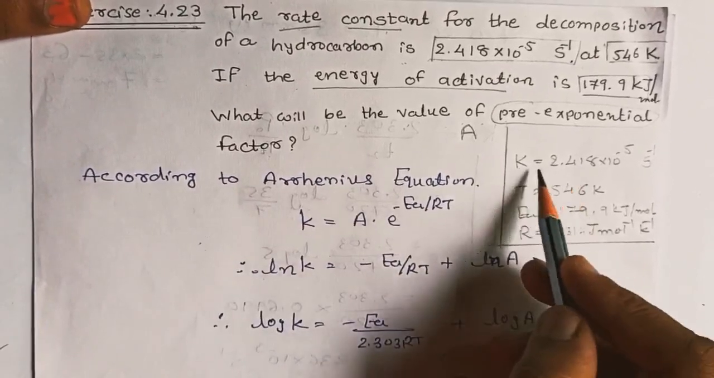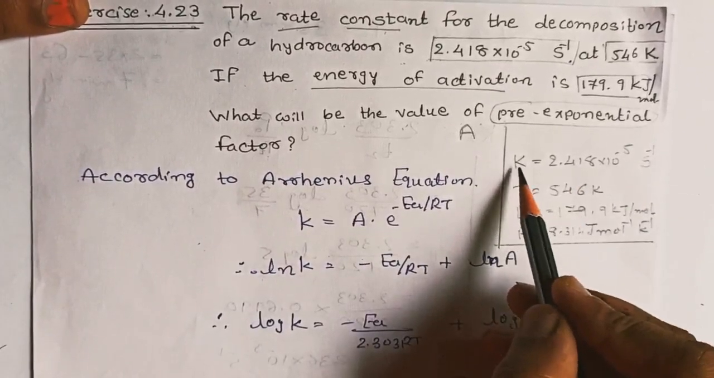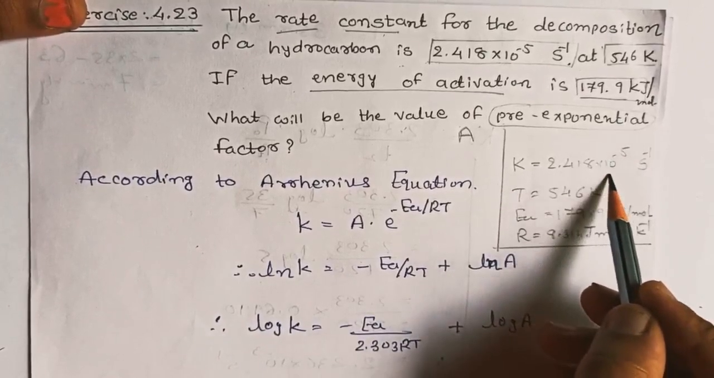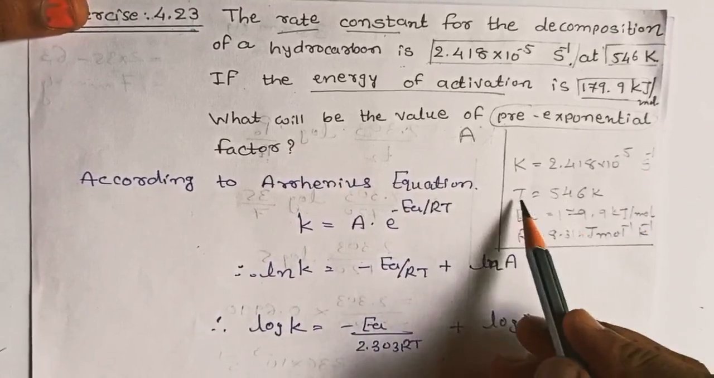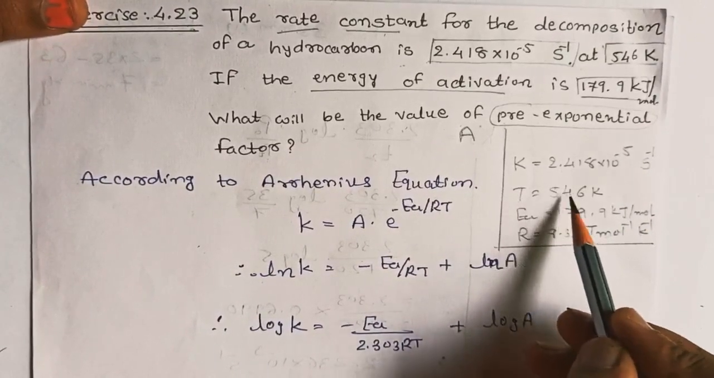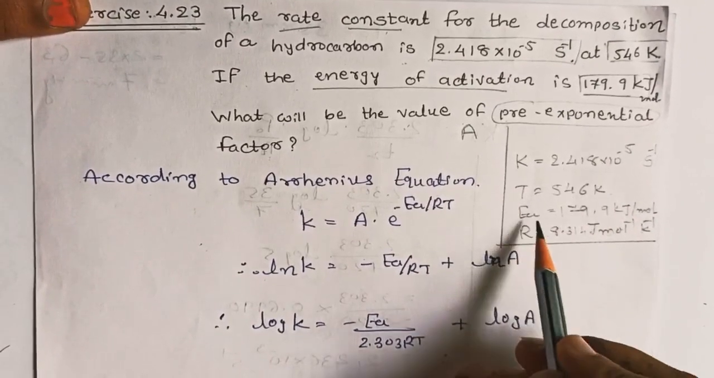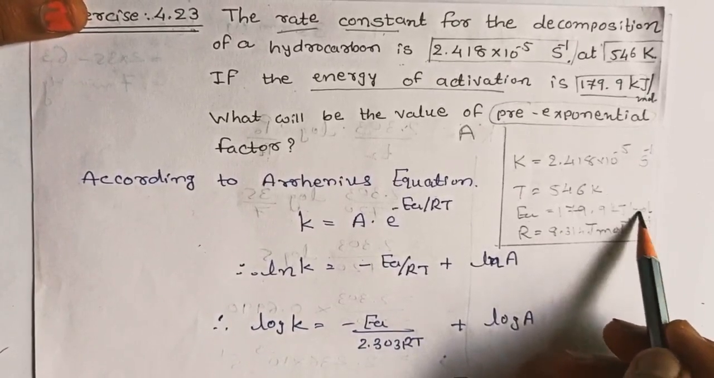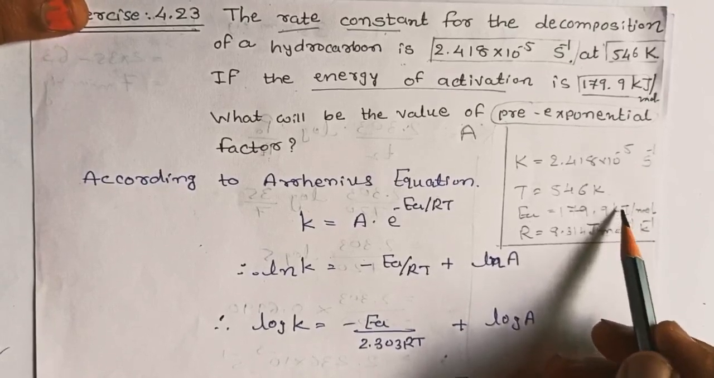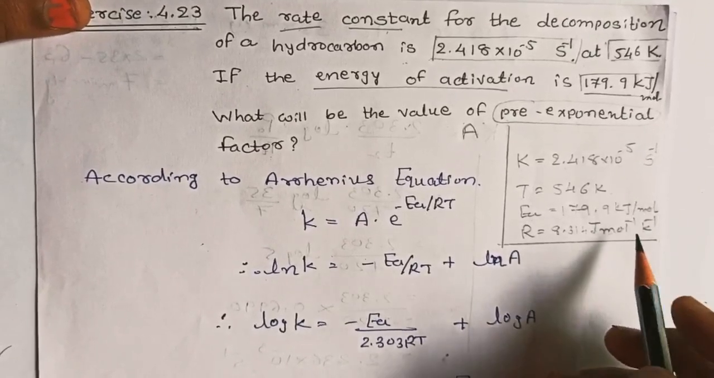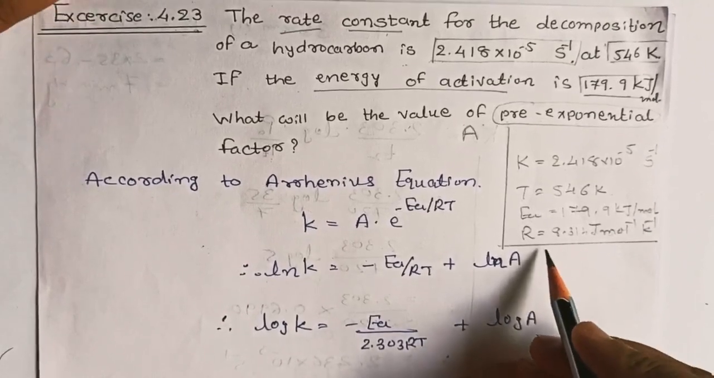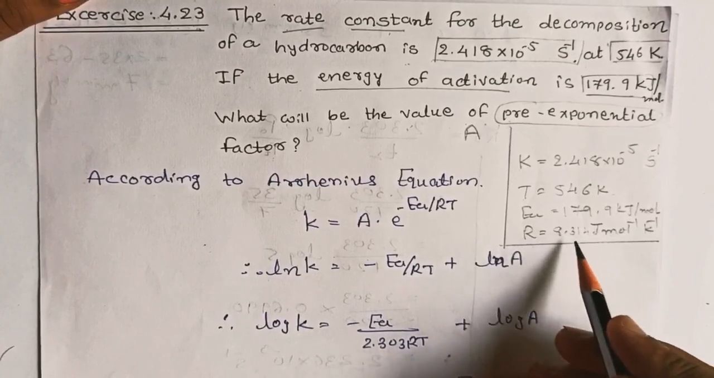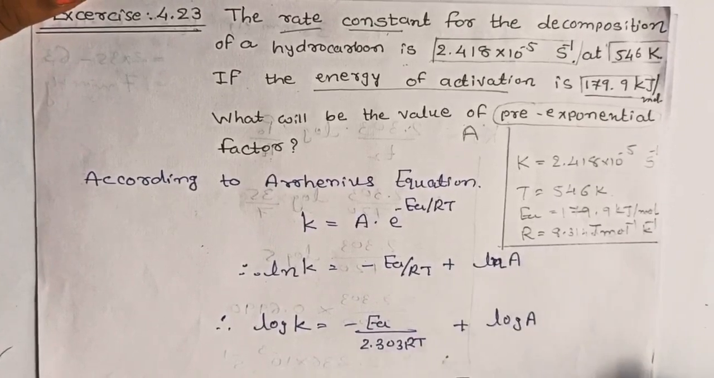So first of all, write the given data. The value of k, the rate constant, is 2.418 into 10 to the power minus 5 second inverse. The temperature given is 546 Kelvin. Activation energy equal to 179.9 kilojoule per mole. You have to convert this kilojoule into joule by multiplying by 10 to the power 3. And R is the universal gas constant, which is 8.314 joule mole inverse Kelvin inverse, right?